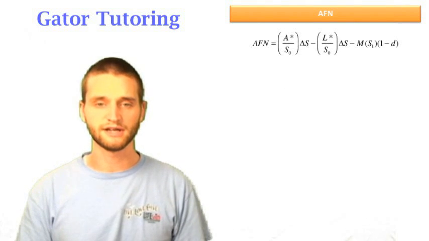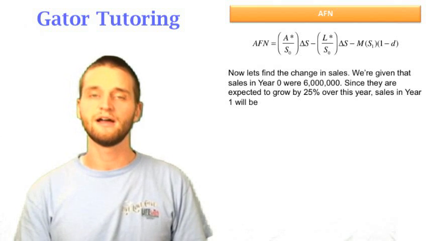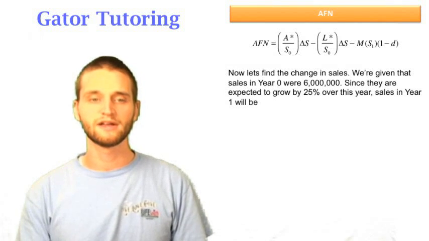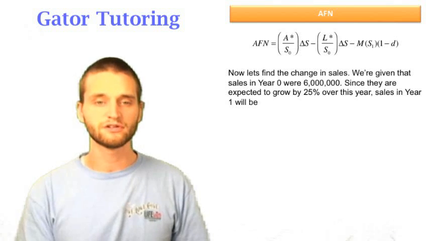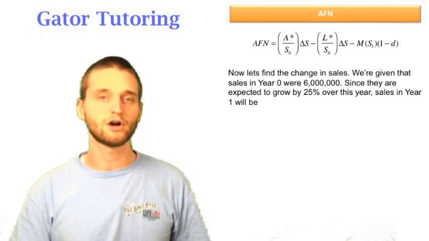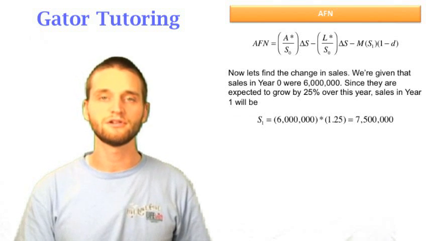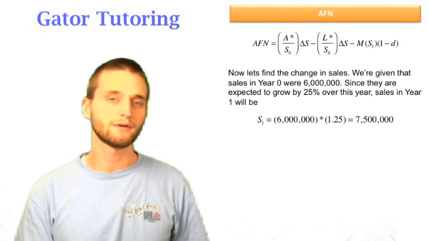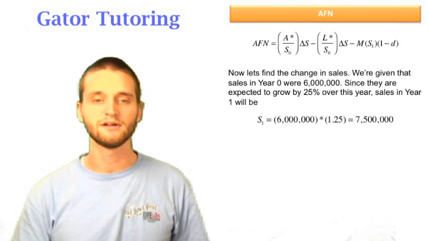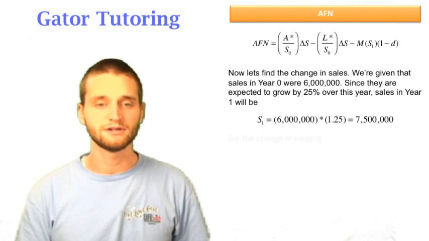So here's the equation again, and we found A star and we found L star. So now let's find the change in sales. We're given that sales in year 0 were $6 million. Since they are expected to grow by 25% over this year, sales in year 1 will be the $6 million in year 0 times a growth of 25%, times 1.25. That gives us sales in year 1 equal to $7.5 million.